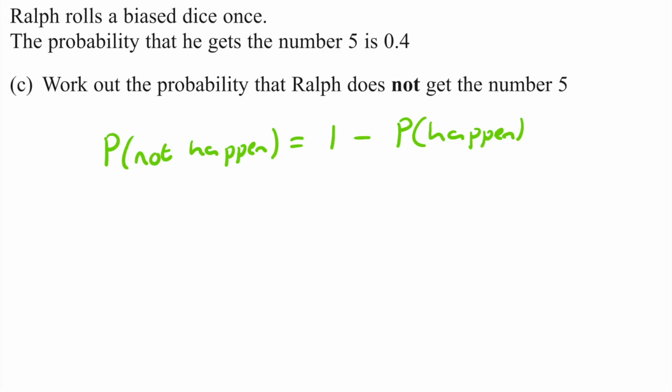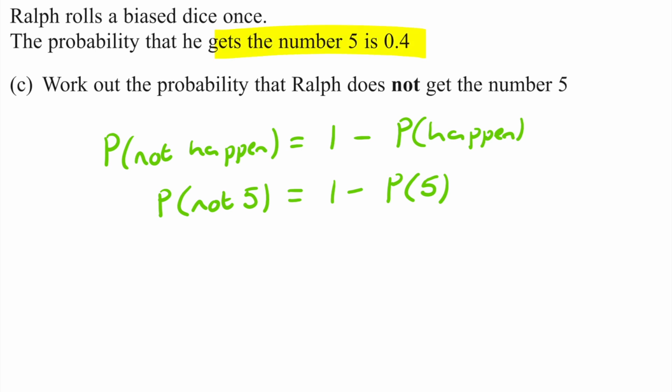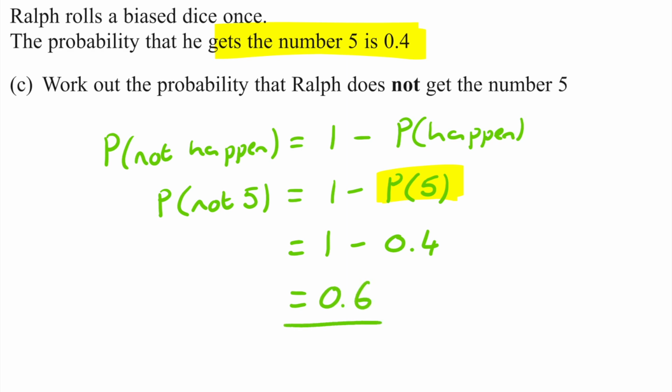This question uses the formula of the probability of something not happening is equal to 1 minus the probability of it happening. So in this case, we're looking for the probability of not getting a 5. So the probability of not 5 is then equal to 1 minus the probability of 5. In the question, we're told that the probability of getting a 5 is 0.4. So in order to find the probability of not a 5, we're going to do 1 minus 0.4, and 1 minus 0.4 is 0.6.